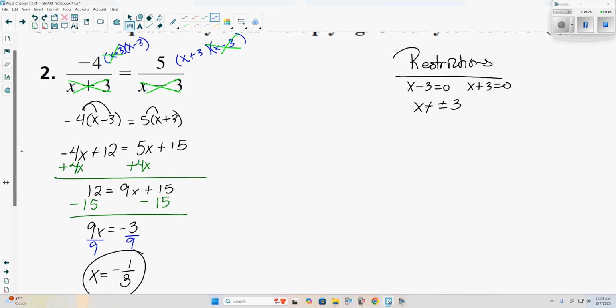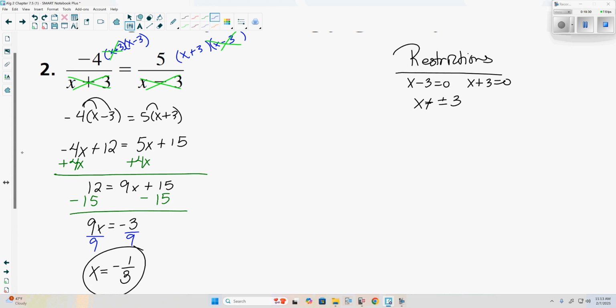The value of x, I will make both of these be the same. Questions on this here?